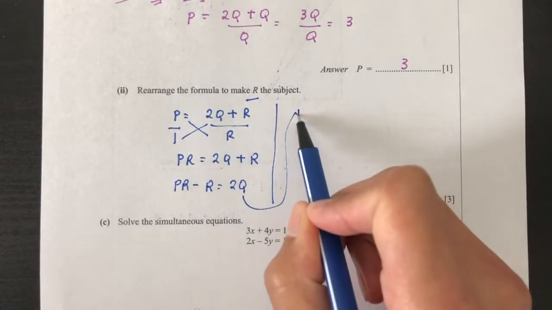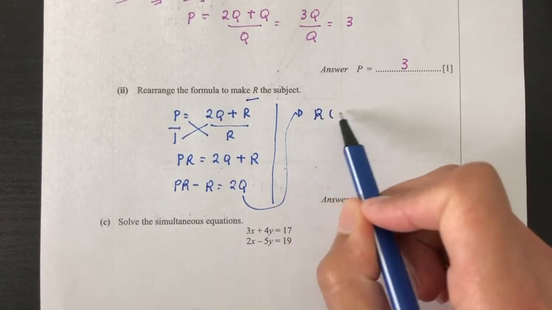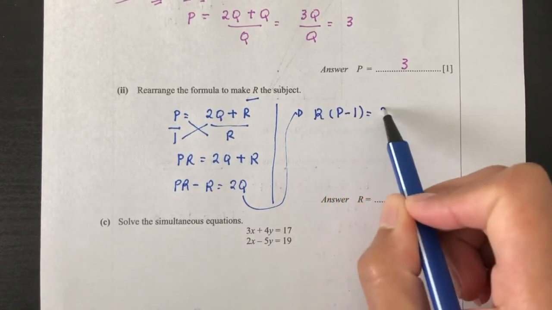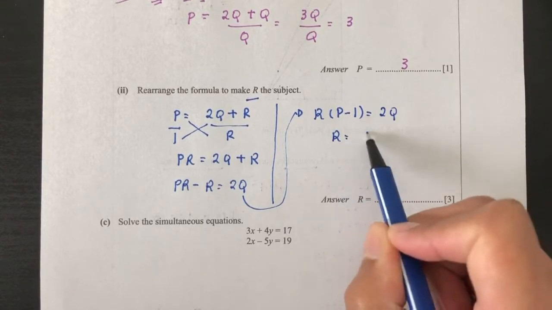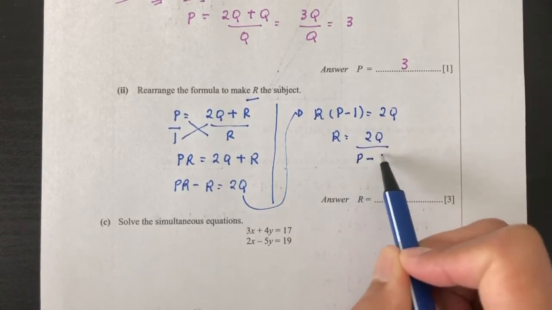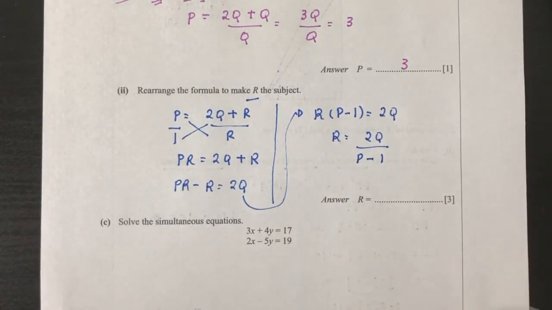Okay, let's continue on this side. You will factorize r, you will have r times (p minus 1) equal to 2q. r will be 2q divided by p minus 1. And this is your answer for part 2.